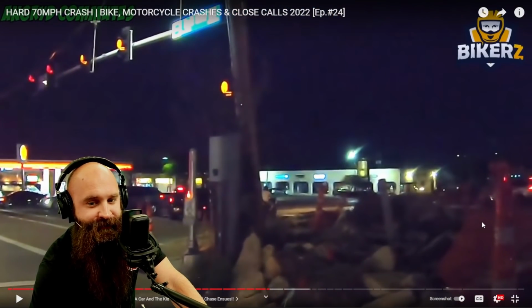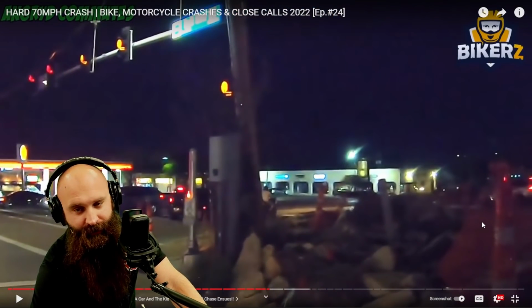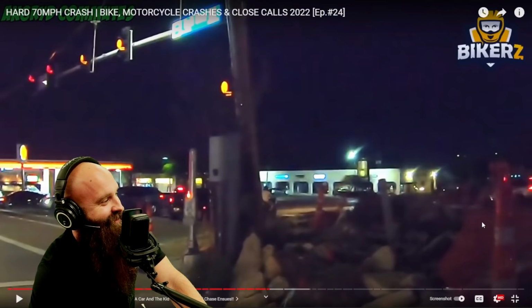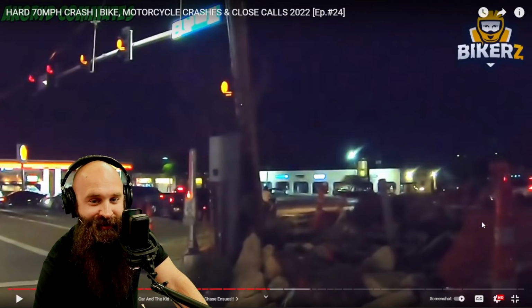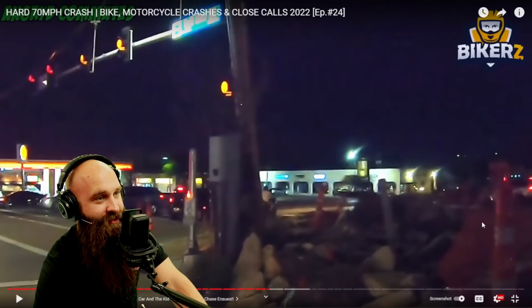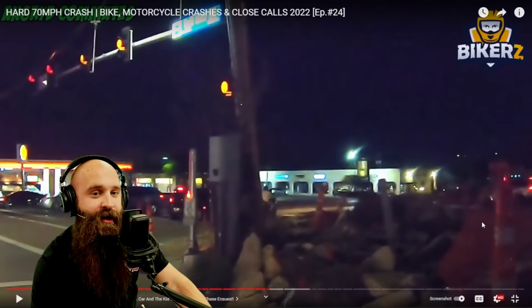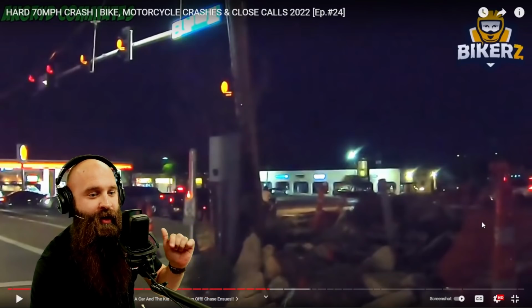So the person at fault actually here is that motorcycle rider. The person at fault is the motorcycle rider. This car driver made it through the intersection while it was still yellow. While it's still yellow. Already on the other side and it's still yellow. And this motorcycle rider went on a red.